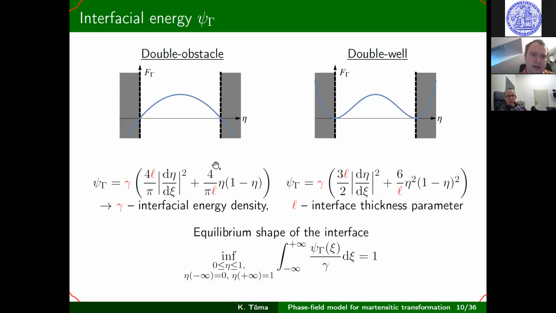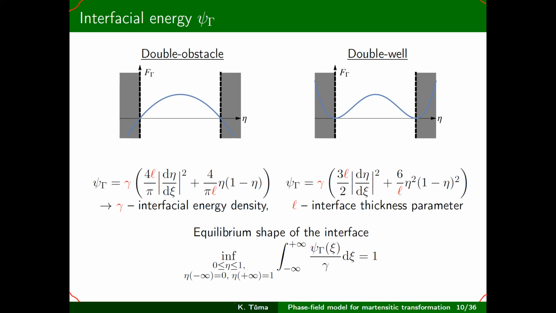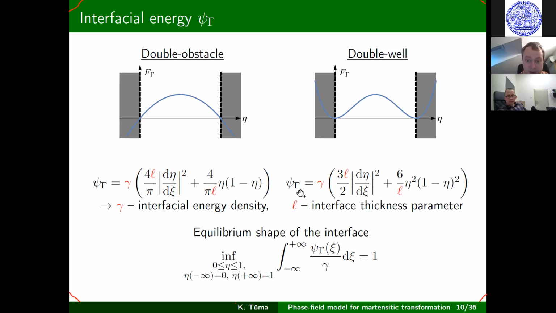So you can see also that the interfacial energy contains two parameters: L, which is the interface thickness parameter, and gamma, which has a physical meaning. The physical meaning is interfacial energy density. If you are in the stress-free configuration in one dimension, you take this interfacial energy psi gamma, the density, divided by gamma, and integrate it over R. So you get such a functional. And if you minimize this functional, you find out that in the minimum the value of this functional is equal to one, which means that the meaning of gamma is that it is interfacial energy density.